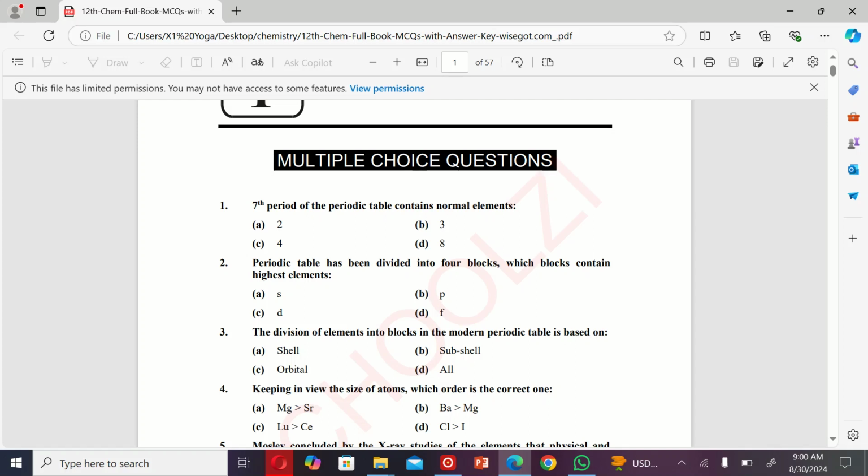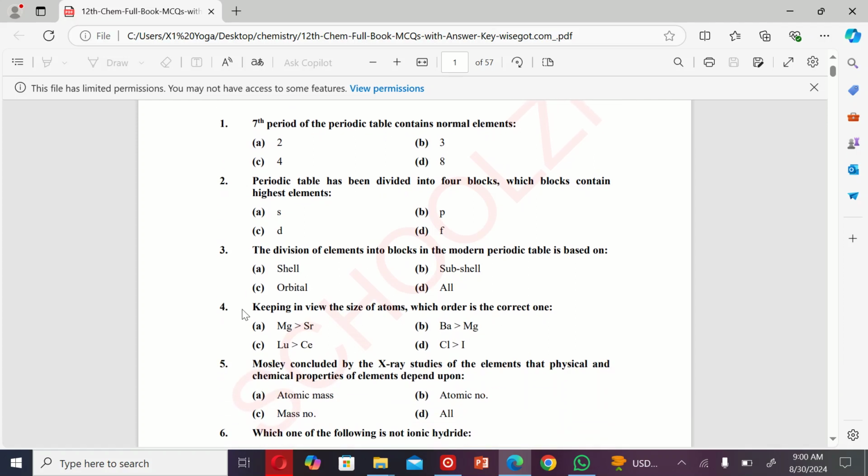The next MCQ is: keeping in view the size of atom, which order is the correct one? A, Mg is greater than Sr, B, Ba is greater than Mg, C, Li is greater than Cs, and D, Cl is greater than I. So the correct option is B.